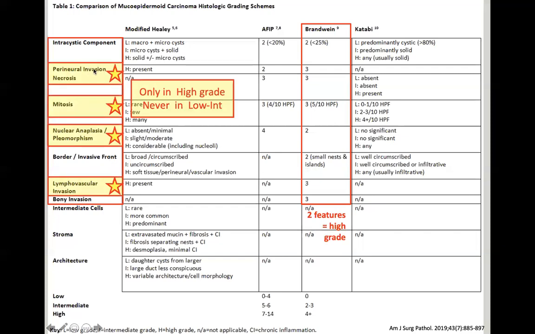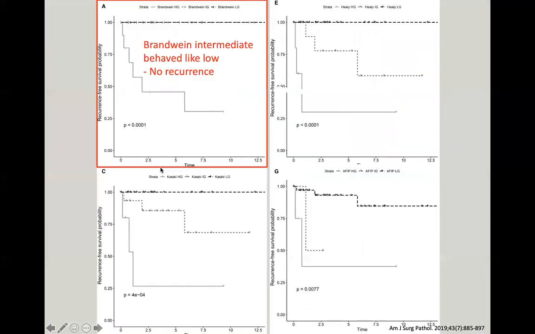The features that I would argue are more important, that are really present only in high grade, never in low or intermediate grade, are PNI and necrosis, very many increased mitoses, nuclear pleomorphism, and lymphovascular invasion. When we graded these tumors in all of the 4 different systems, the Brandwein intermediate and low grade tumors actually behaved quite similarly with very low to no recurrence as compared to the high.